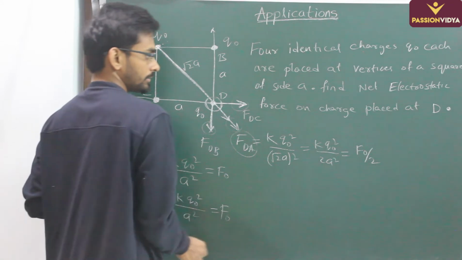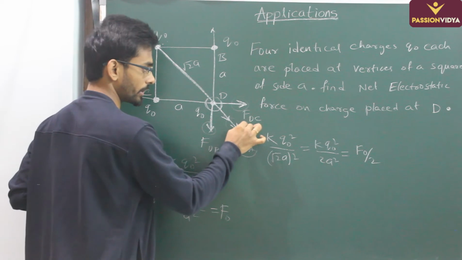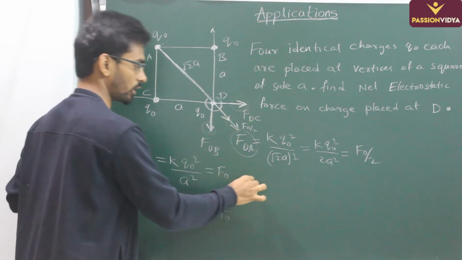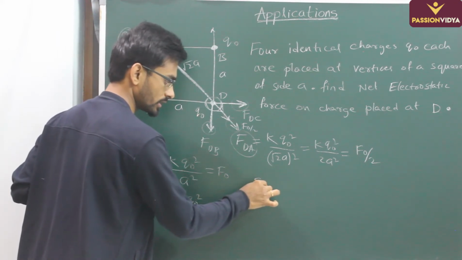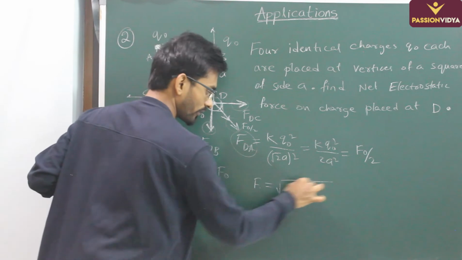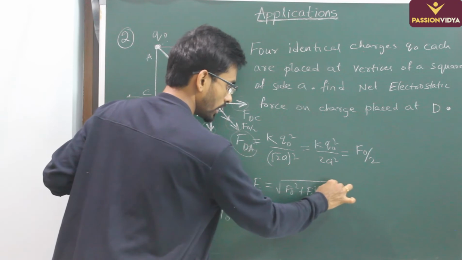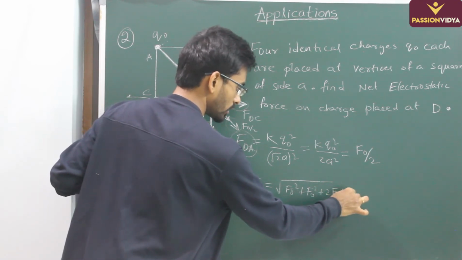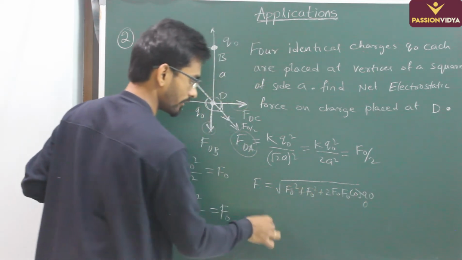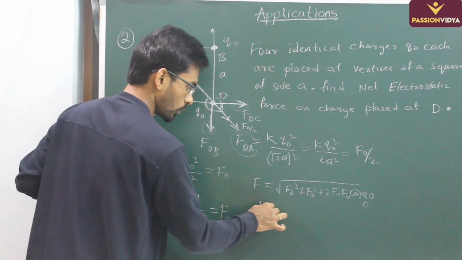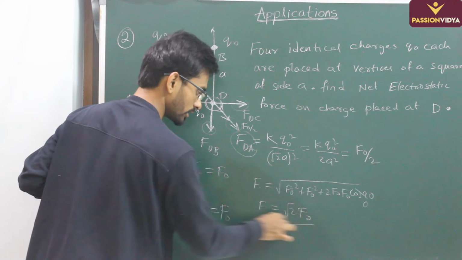So first method, so F naught and this is F naught by 2. Now F naught and F naught, the angle between these 2 vectors is 90. So let us calculate F net due to the first 2 forces. It will be under root of F naught square plus F naught square plus 2 F naught into F naught cos 90. Cos 90 will be 0, so we'll have root 2 F naught. So due to these 2 forces the net force is root 2 F naught.